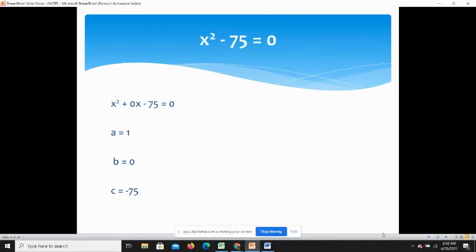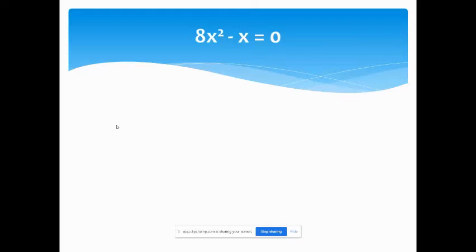So a equals 1, b equals 0, and c equals negative 75. Let's proceed with another example. We have x squared minus x equals 0. Now, what's the term that's missing in our example? Here in standard form, our constant term is missing because its value is 0, and we didn't need to write it anymore in our original equation.